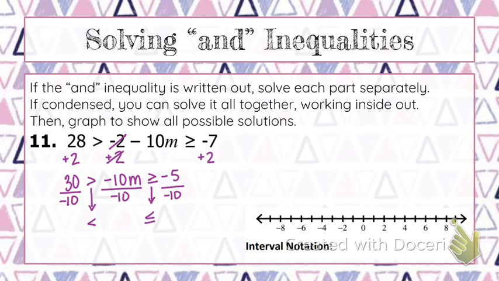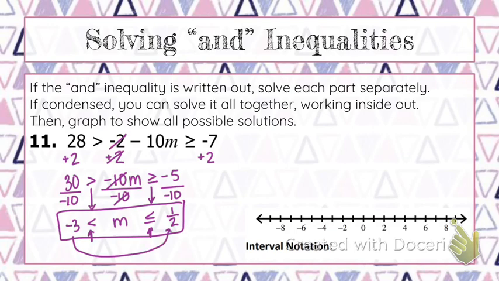So 30 divided by -10 is -3. -10 over -10 equals 1, so that's just 1m. So we can just write m. And then -5 over -10 is positive 1/2. So this is the inequality that we're going to graph. Notice these are both less than signs, and this is smaller than this. And that means that we are all good to graph our and inequality.